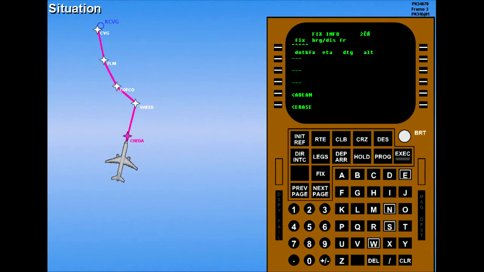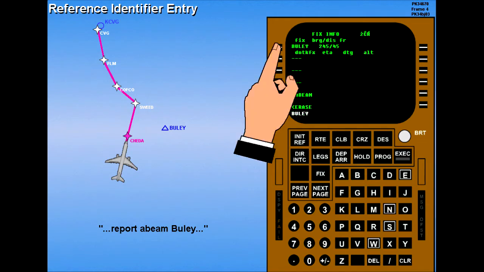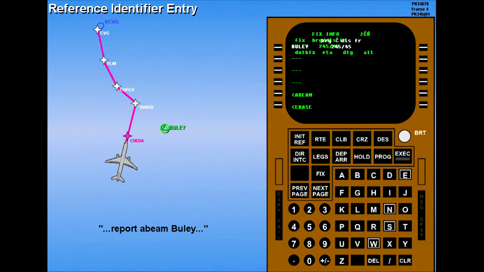In this situation, ATC has directed you to report a beam bully. To create this reporting point, the Fix page can be used. First, enter the reference identifier into the box prompts. Your bearing and distance from bully is now shown.